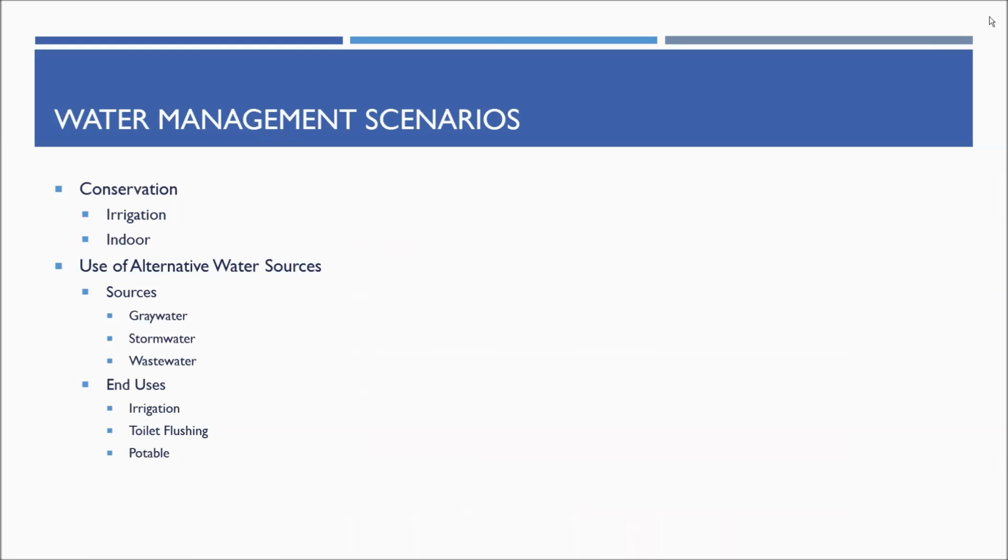Okay, so all of the types of water management strategies that I've just discussed are included within the integrated urban water model, including the conservation and use of alternative water sources. Of note is that various source water end use combinations can be investigated. Source waters include graywater, stormwater, and wastewater. End uses can include irrigation, toilet flushing, and even use for potable water, which is really gaining some traction and interest around the country.